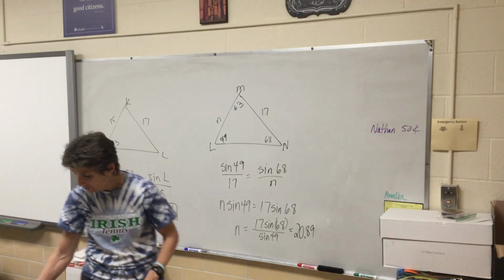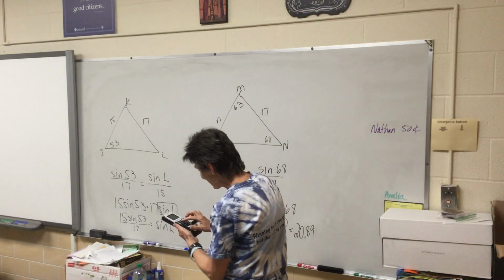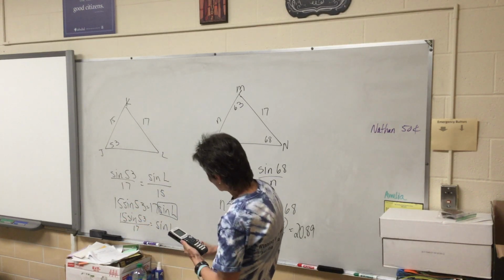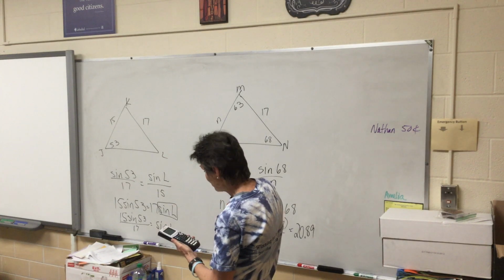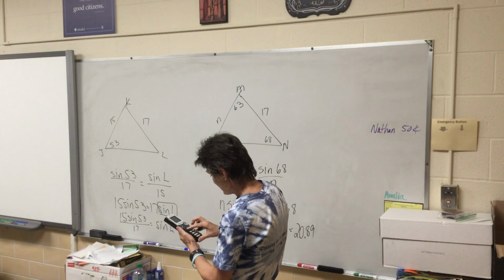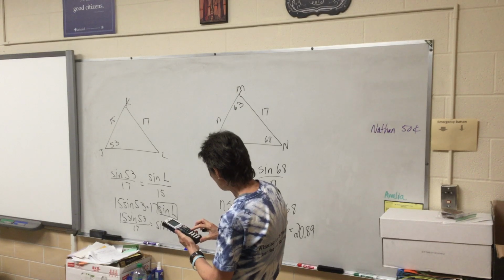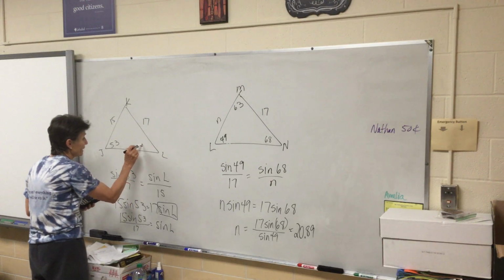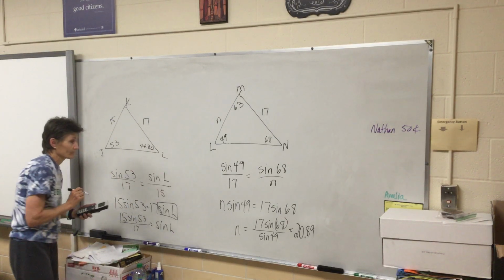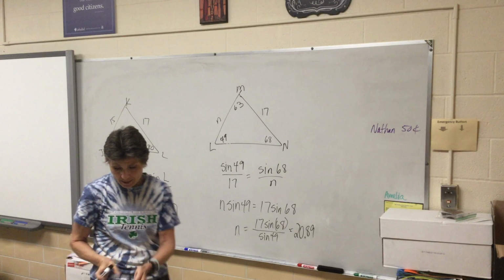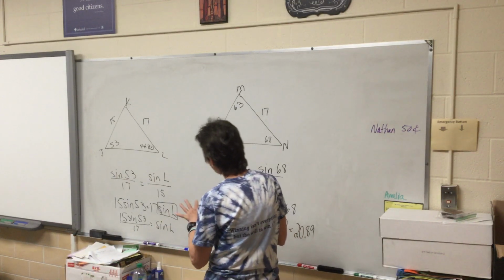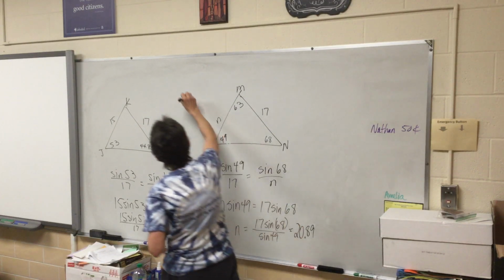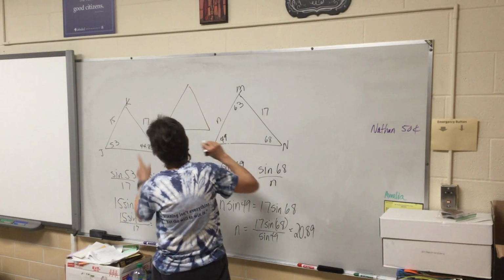If you want to find angle L, you have to second sine this fraction. So press second sine, and then 15 sine 53, close parentheses, divided by 17. And I got 44.80. Now, we're not trying to figure out what angle L is. We're just trying to figure out if there's a triangle possible, and there is.